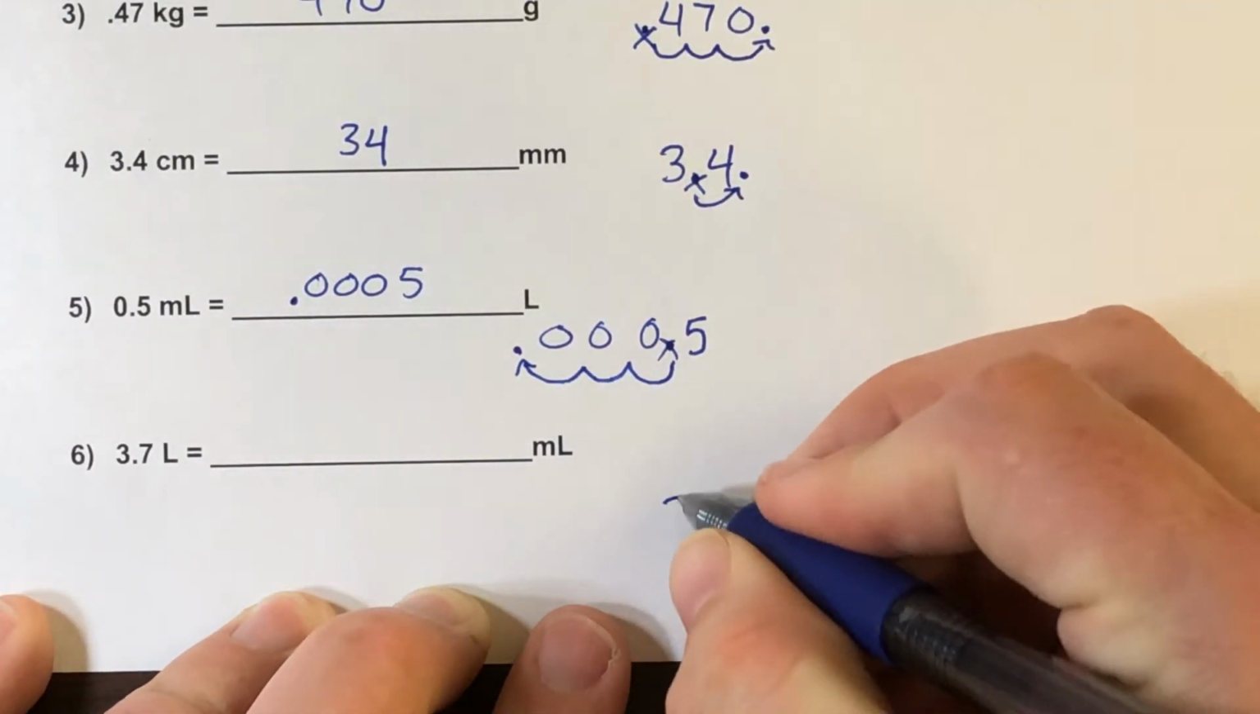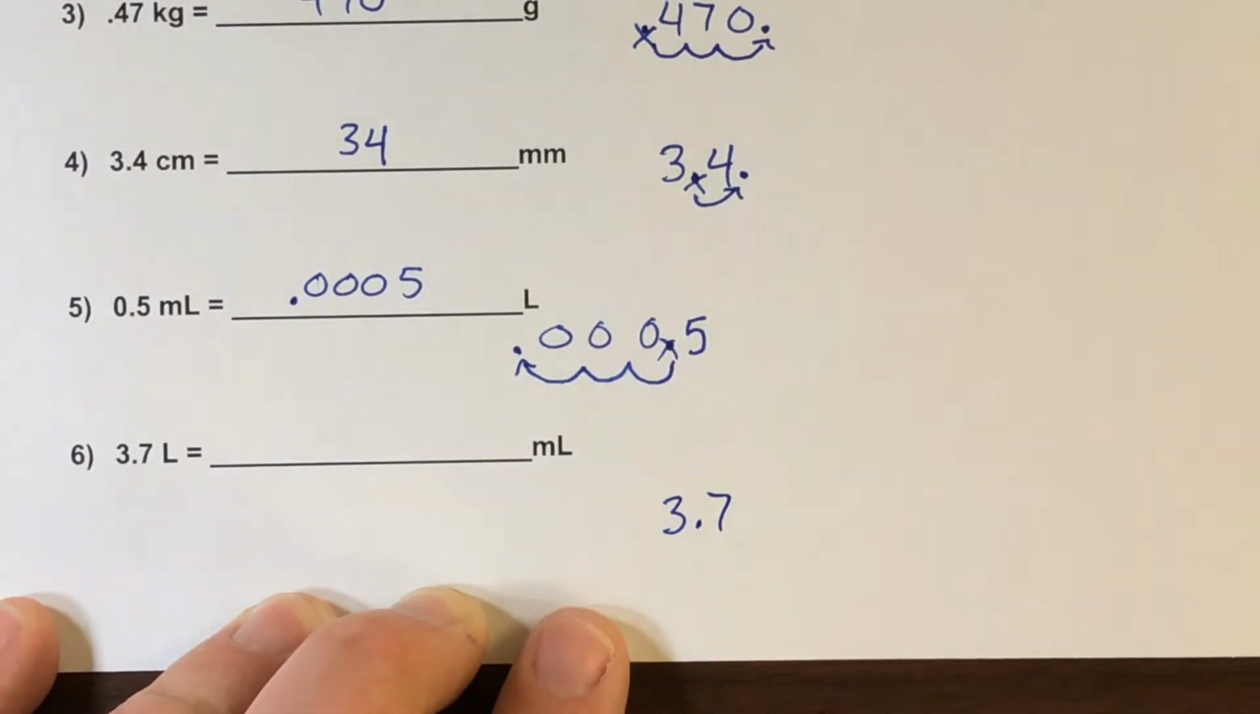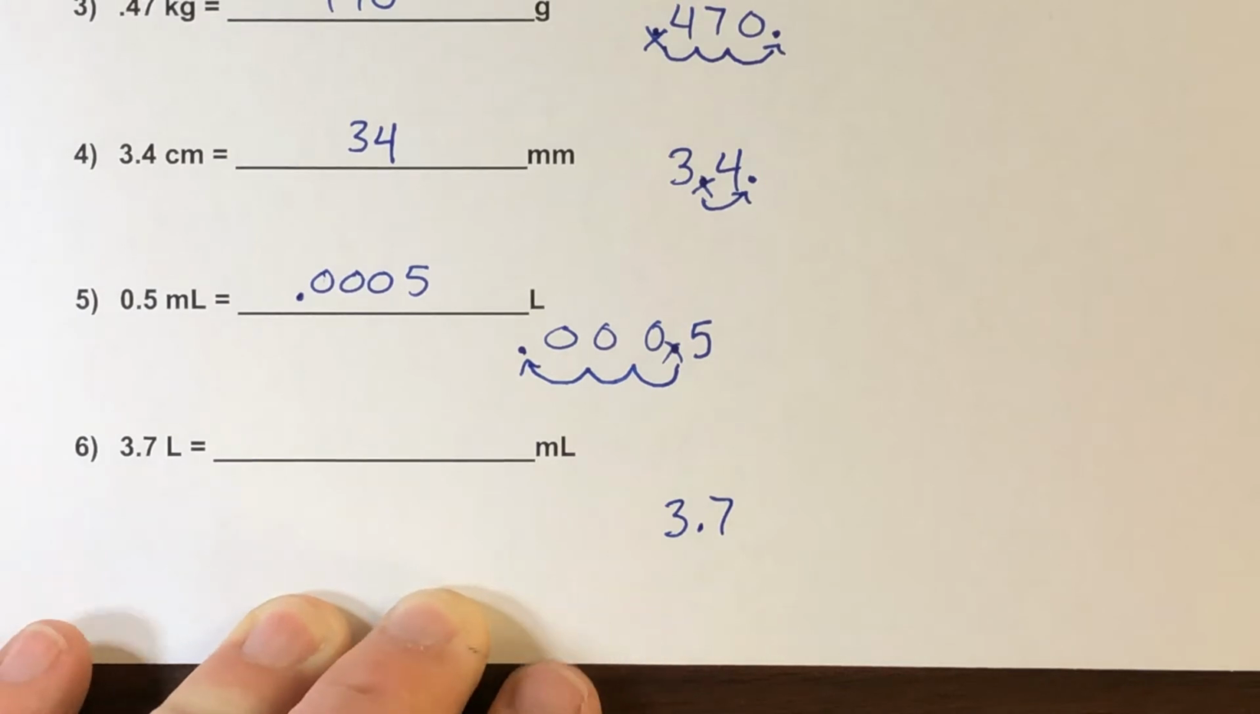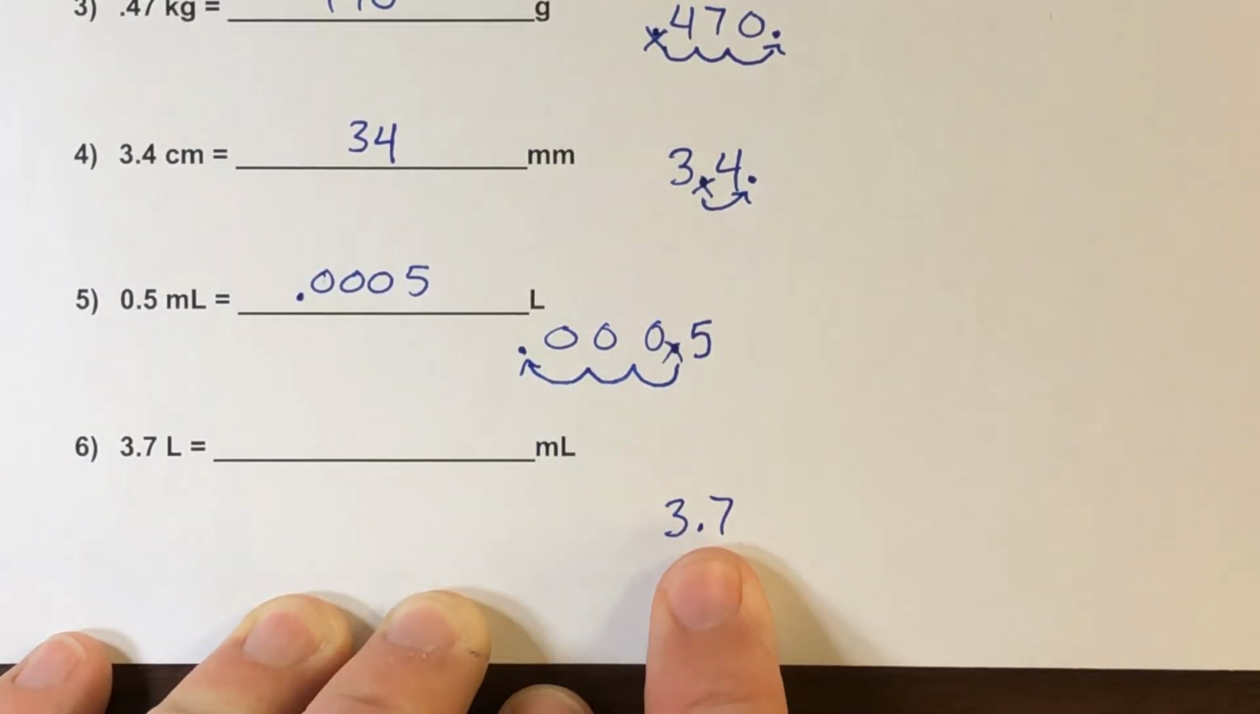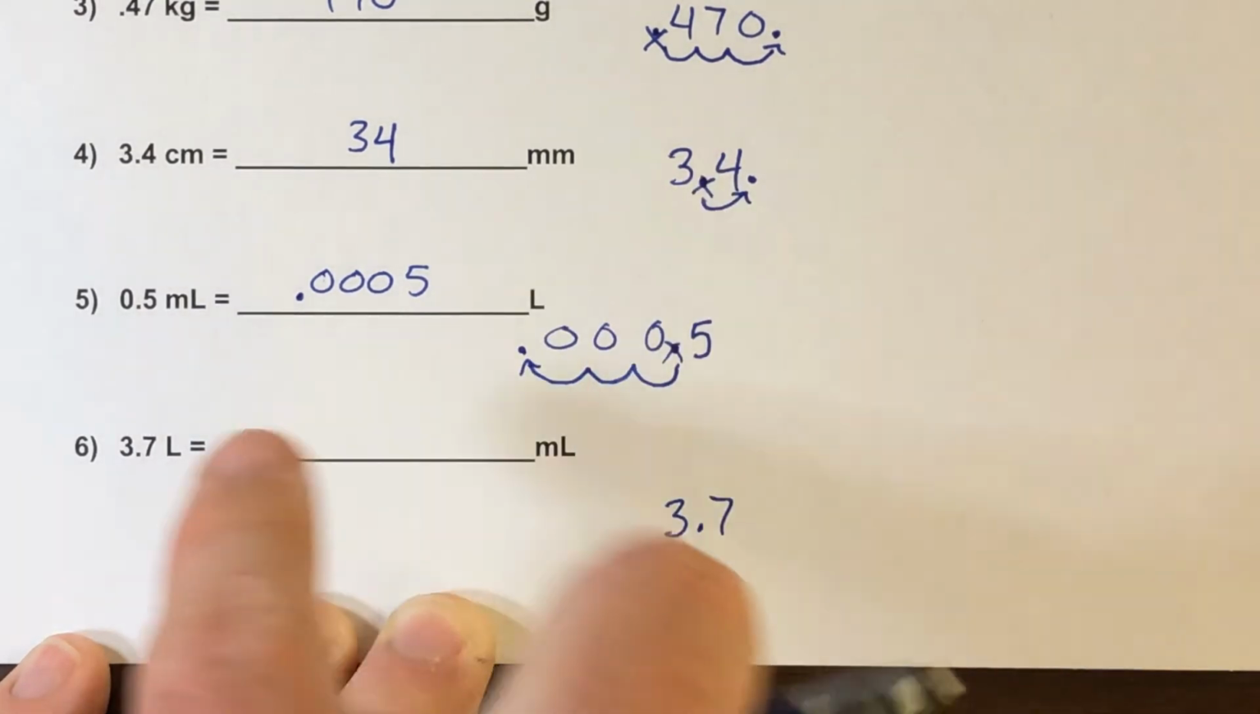First up, write down your number, 3.7. We're going to convert. Second, make sure you know where your decimal is. It's right in the middle. We found it. All right, next.